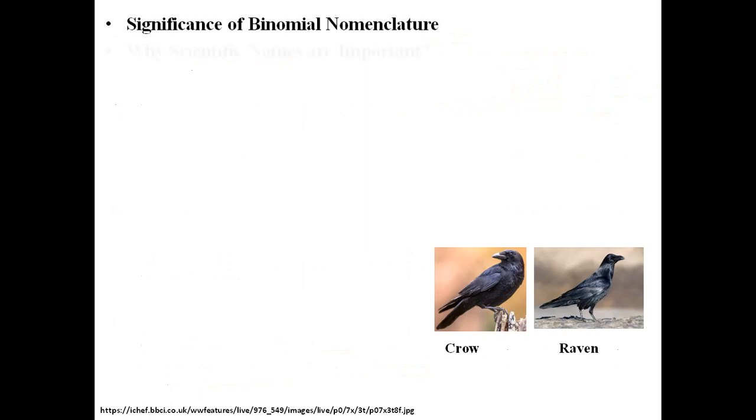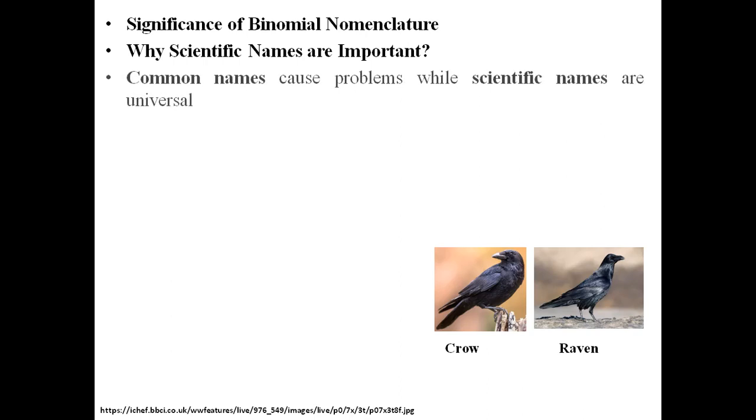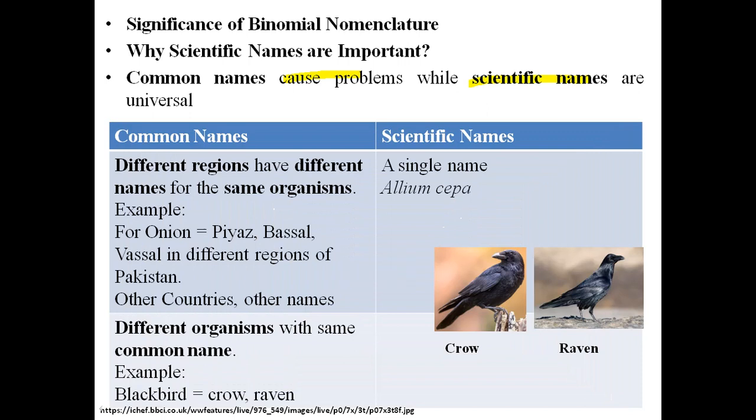So what is the significance of binomial nomenclature, and why do we use scientific names? Why are scientific names important? Why do we not use common names in other languages, like English, French, German, Japanese? One of the reasons is that common names are so many that they cause problems, while a scientific name is just one name and it is universal; all over the world everybody knows about it.